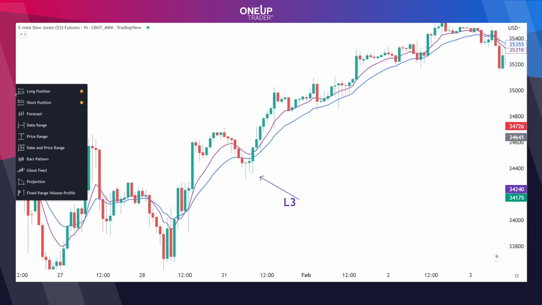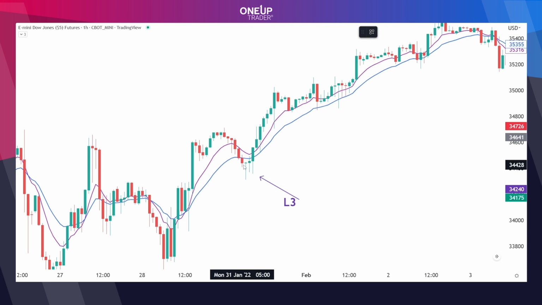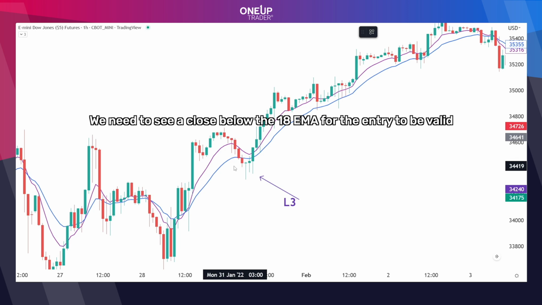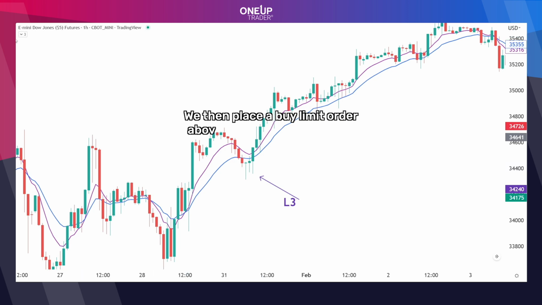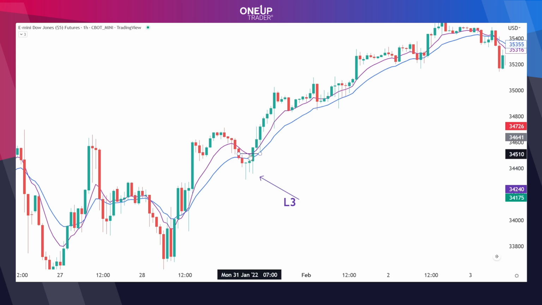What we do then is once we see a close below the 18 exponential moving average, and this is important, we need to see a close below the 18 exponential moving average for this entry to be valid. We then simply place a buy limit order above the high of that candle. So we're not looking for a candlestick to close or any specific formation. We're just placing a buy limit above that. So here we got this red candle that closes below the 18 exponential moving average. And from this point, we're just placing our buy stop or buy limit order at the break above that.